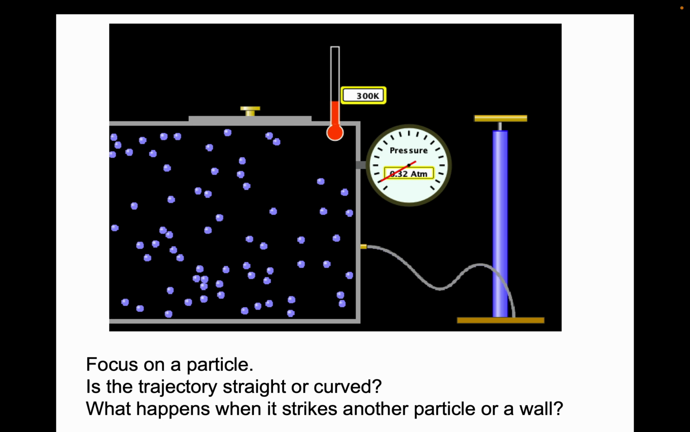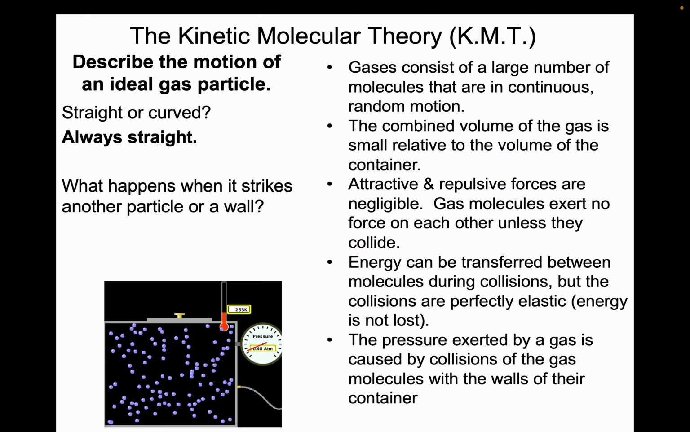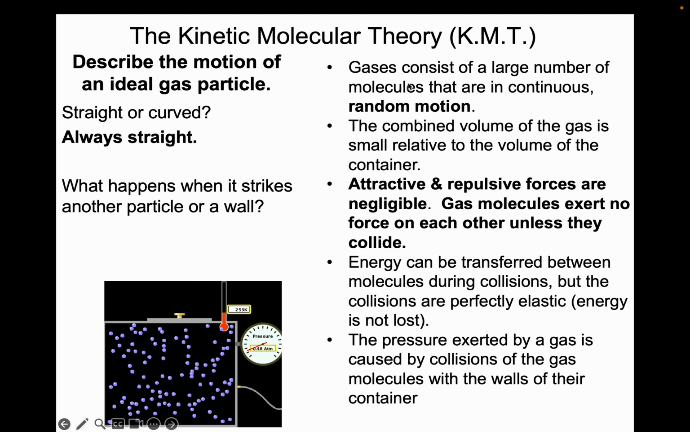So how did you do? I did pretty well following the trajectory of my particle. As I looked at it, it was always traveling in a straight line. When it says that the gases are in random motion, that random motion includes the particles moving in straight lines, not curved. That's related to this component. Attractive and repulsive forces are negligible.